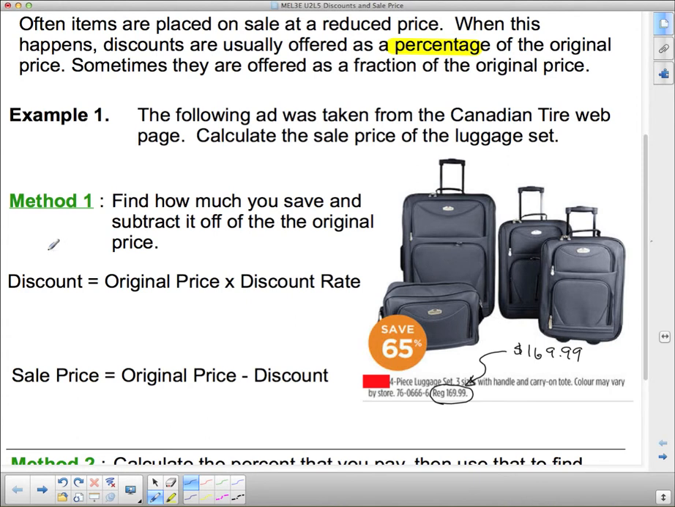So the discount is what you save. And to calculate the discount, we take the original price, which in this case is $169.99, and we times that by the discount rate. The discount rate is 65%, but remember, in order to use it, we have to change it to a decimal. So 65% as a decimal is 0.65. What we have to do is, with the decimal point used to be here, we move it back two spaces, or you can plug it into your calculator and divide by 100, and that changes it into a decimal for you.